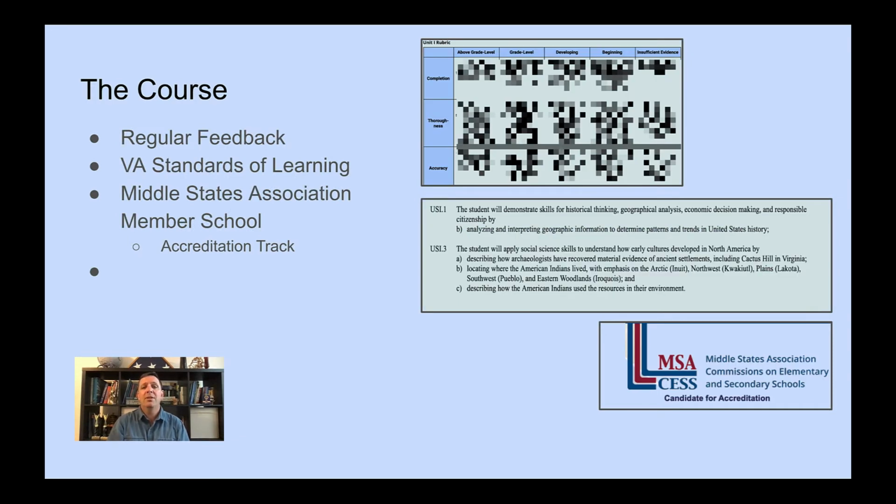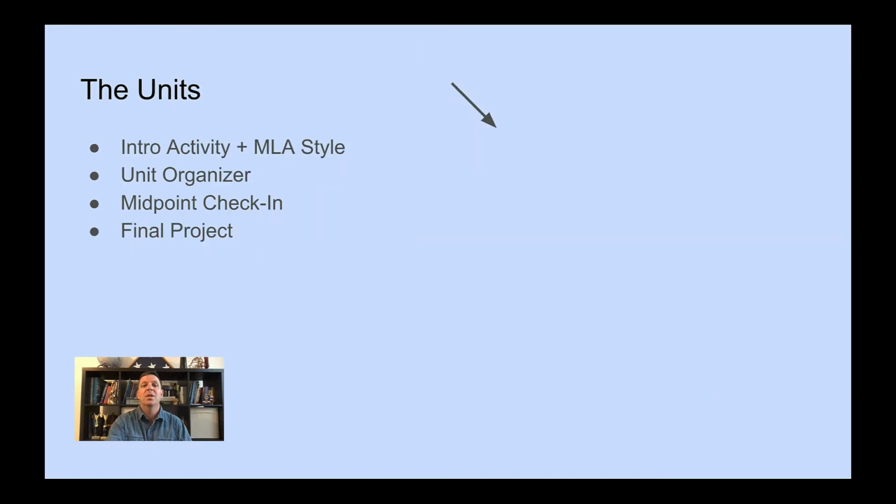We do provide regular feedback, including our rubric, which we generated specifically from the Virginia Standards of Learning and the class. All the Virginia Standards of Learning are covered for this class, and we put them at the bottom of each of the lessons so you know which ones are being covered. And finally, we're very proud to be a member school of the Middle States Association, which is one of the 3 accrediting bodies for all public and private schools in the United States, and we are hoping to be fully accredited by the end of this school year.